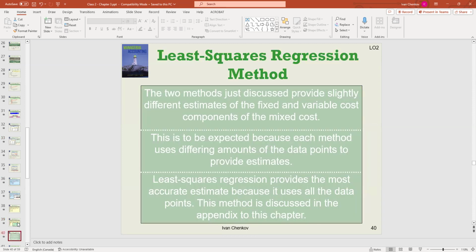Next method is the least squares regression method. Very interesting method. A lot of calculations using an Excel spreadsheet with different conditions. Not part of this course.